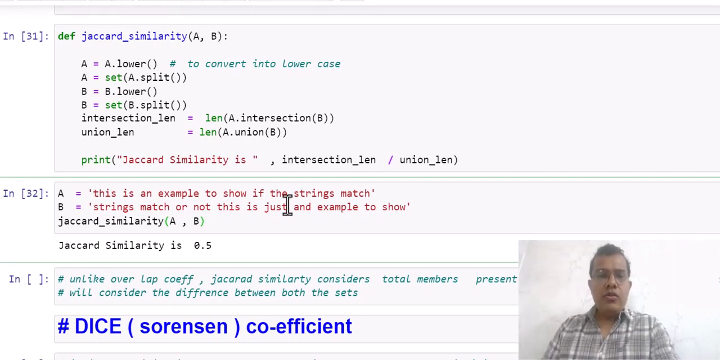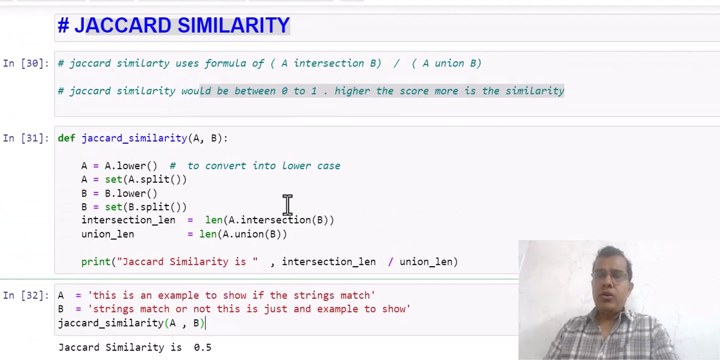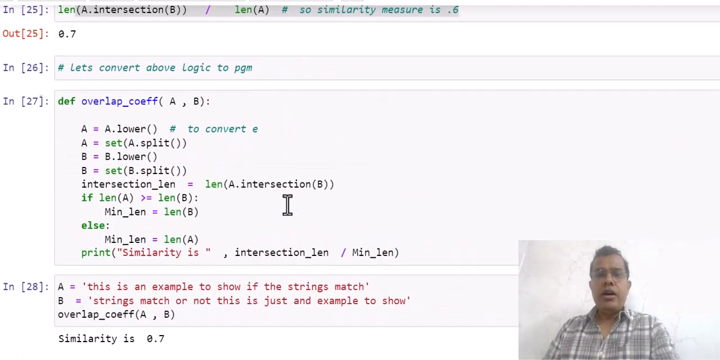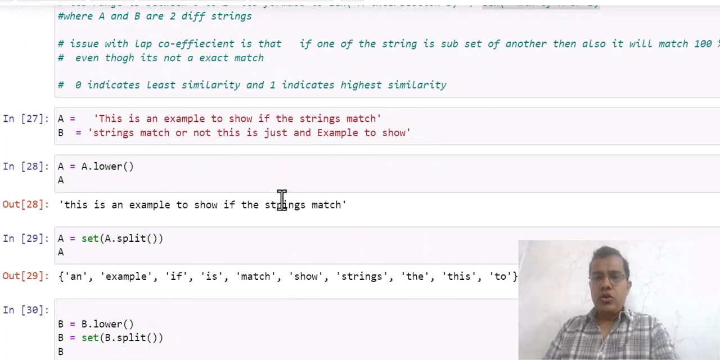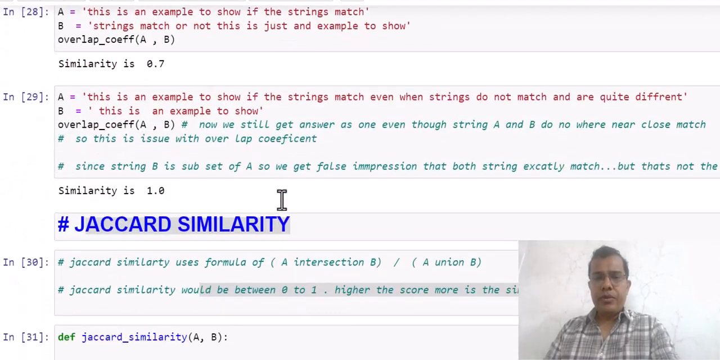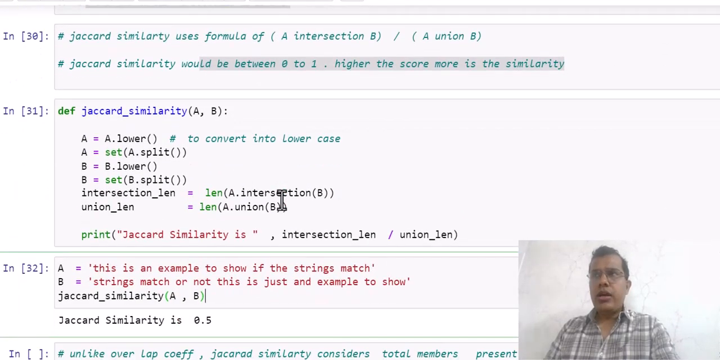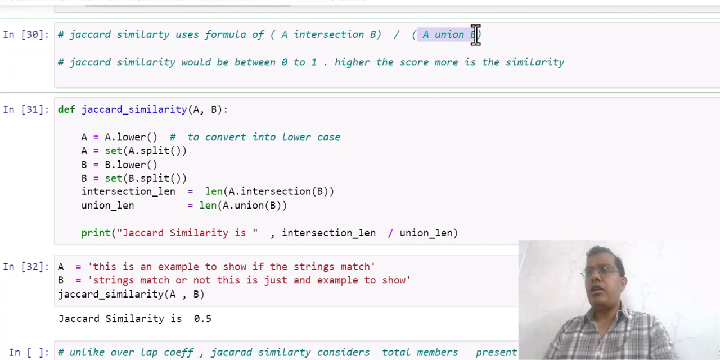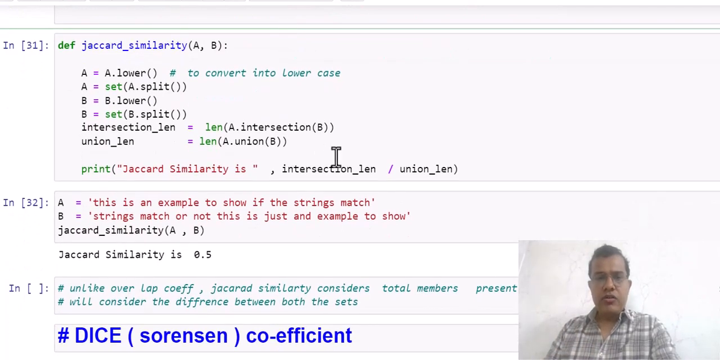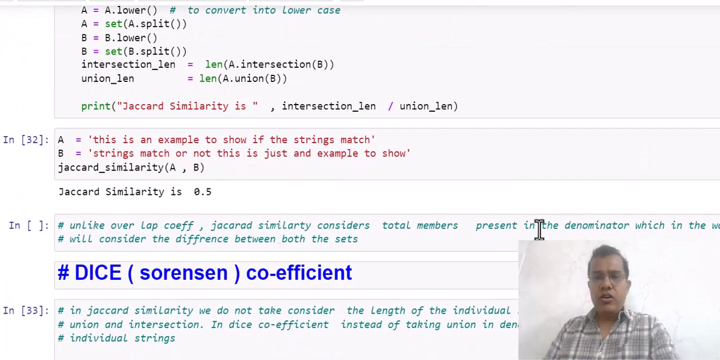If you notice, this Jaccard similarity overcomes the drawback of the earlier methodology, that is the overlap coefficient. So even if it is a subset, then also you can use it. It will not throw you the result of 1 because A union B would take care of it. A union B would be a very big number and A intersection B would be a smaller number. So Jaccard similarity overcomes that.